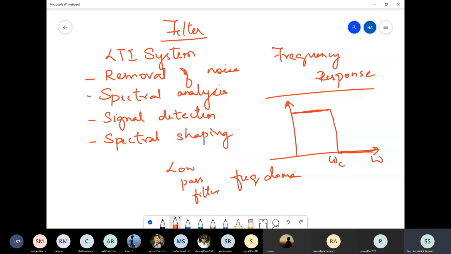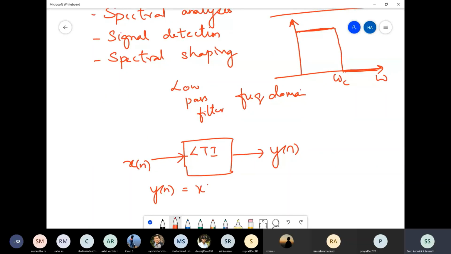So again, let us get back to a system. We have an LTI system with us. What do we usually do? We give an input to the system, x of n, and we find the output of the system, y of n. So y of n is x of n convolved with h of n, the impulse response of the system, which we know.